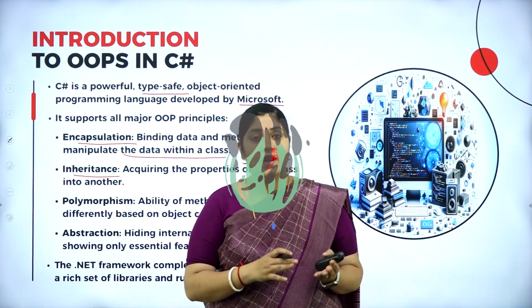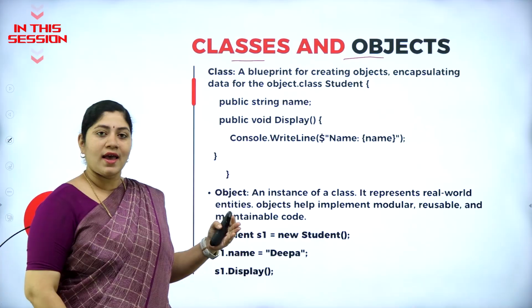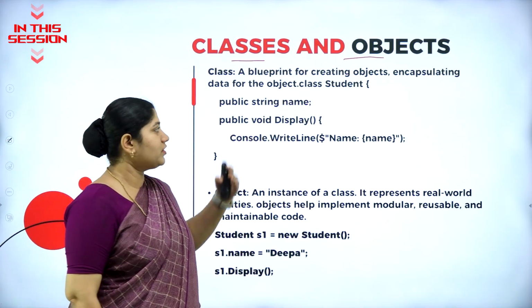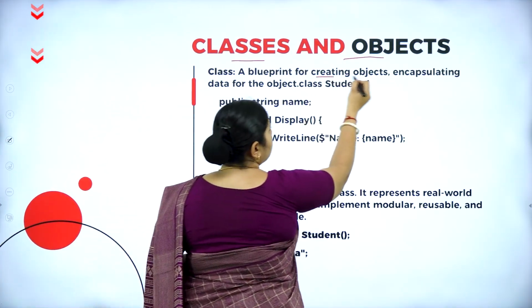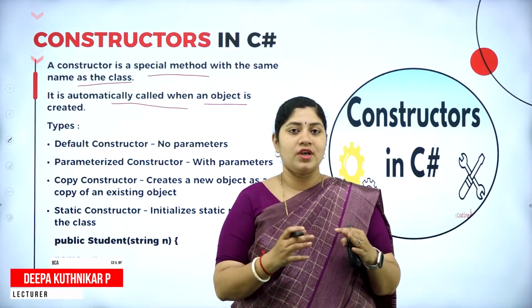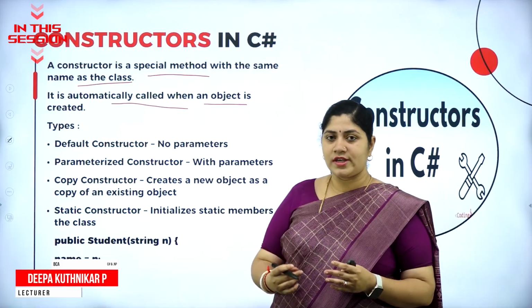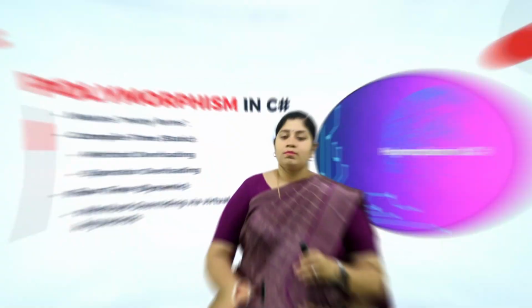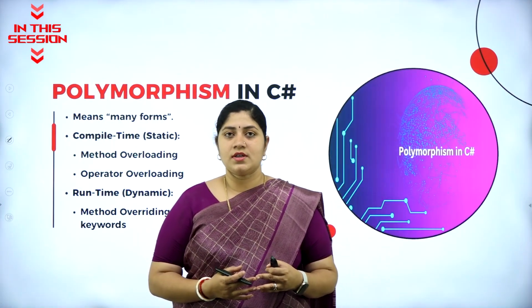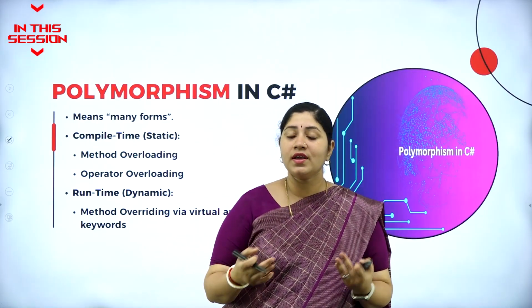Inheritance is nothing but applying the properties of one class to another. A class is nothing but a blueprint for creating objects. So how is it created? Whenever an object is formed, the constructor will be automatically created by the system. Polymorphism is nothing but where the classes or the methods will be behaving differently.